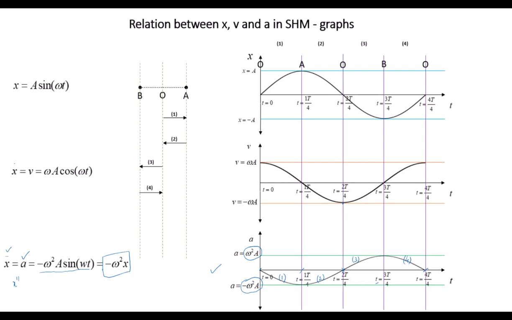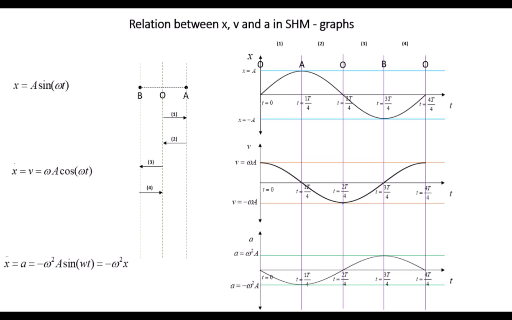If we have to summarize, we see that the value of the acceleration is positive maximum at point O, which happens at time t equal to 3T over 4, and it is negative maximum at point A, at t equal to T over 4. The minimum value of acceleration is 0, and it happens at the point O at time t equal to 0, then again at time t equal to T over 2, and then again at time t equal to T.